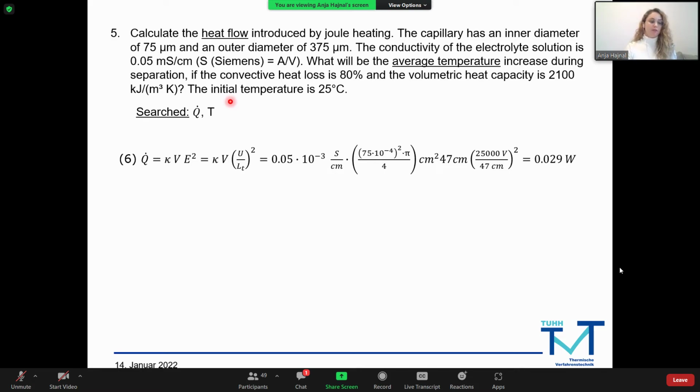So you also have this equation given. This is the flow of heat generated during the process. K is the electrical conductivity. It is given here to be 0.05 millisiemens per centimeter. Then V is the inner volume of the column, because our heat is generated inside the capillary, because that's where we have our solution and ions.